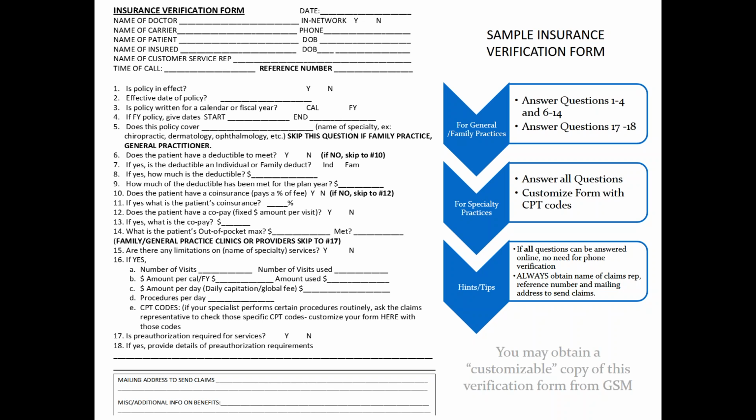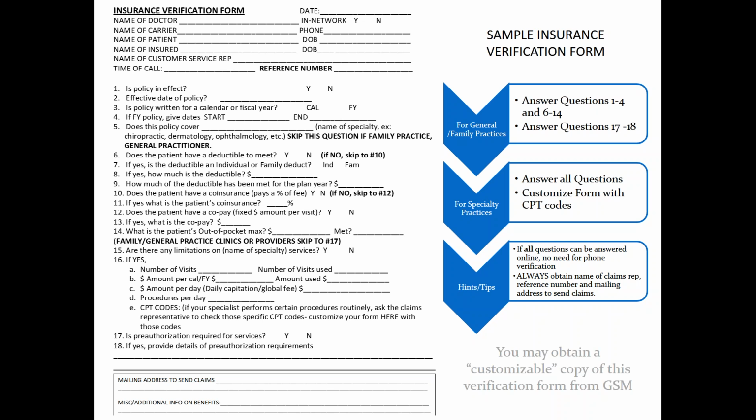Does the patient have a deductible to meet? Yes or no? And if the patient doesn't, then you can skip right down to item 10. But if they do have a deductible, then you would need to ask whether that deductible is an individual deductible or a family deductible. And in many cases, an insurance plan will have both, an individual and a family deductible.